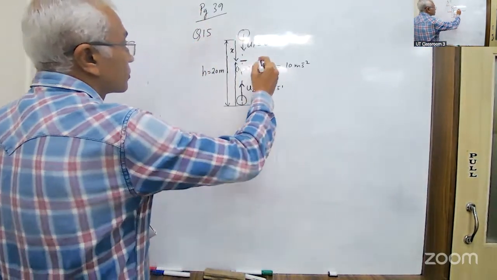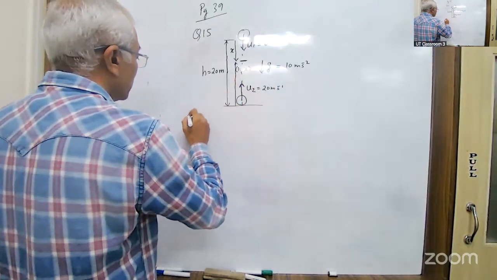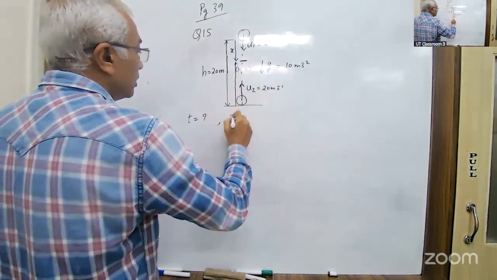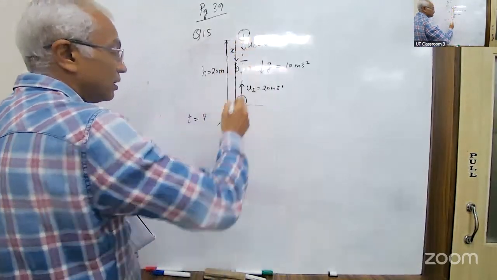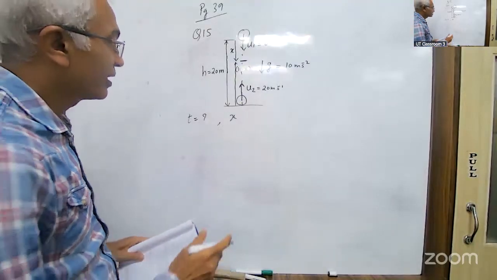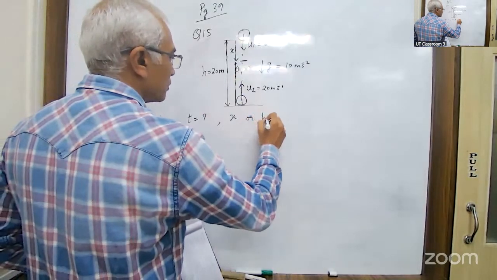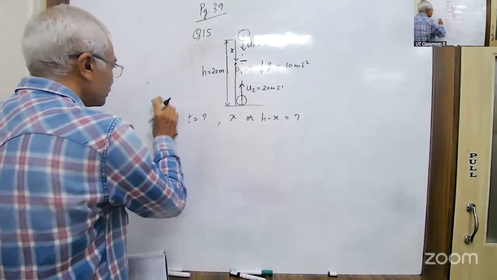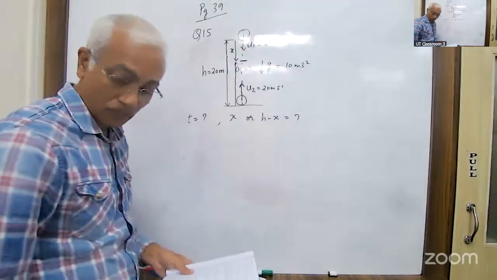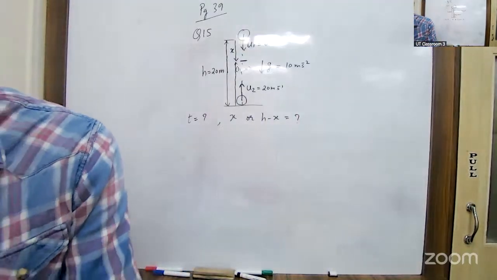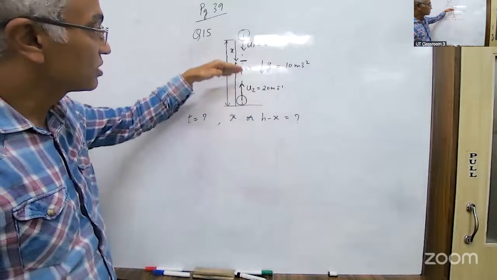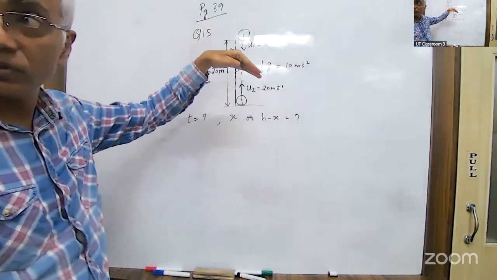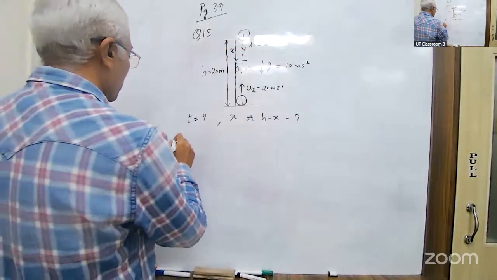So you have to find basically the time of meeting and x. Find either x or h minus x. We find these two things. This is the question. Right? So when you say h minus x, that means this much distance above the ground, or x is this much distance below the roof. Okay. So, solution.